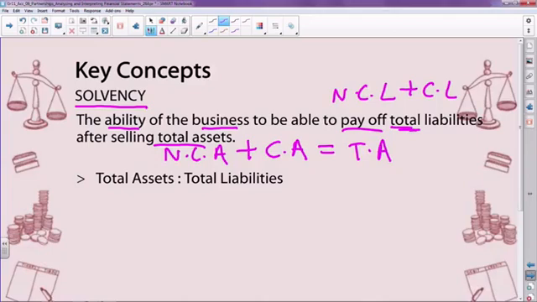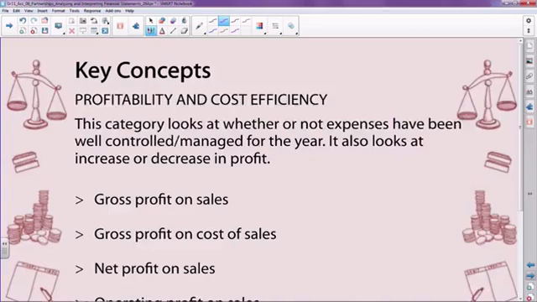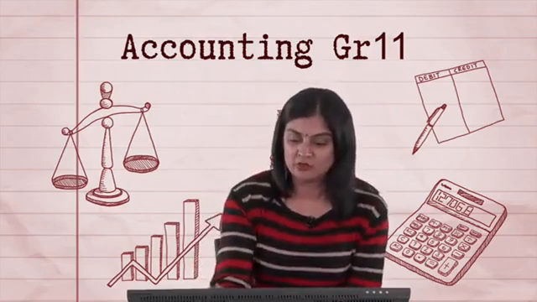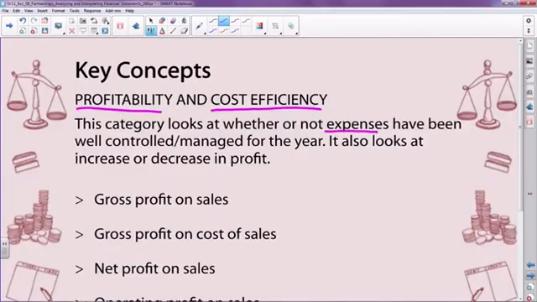Right, let's move on to category 3. The third category focuses on profitability and cost efficiency. Immediately, guys, when we talk about profitability, you think of income versus expenses. So in terms of this particular category, we're going to look at whether or not expenses have been well controlled or well managed for the year. It also looks at whether there's been an increase or decrease in profit.